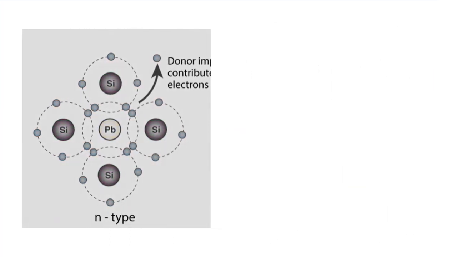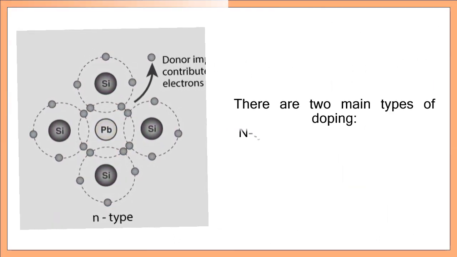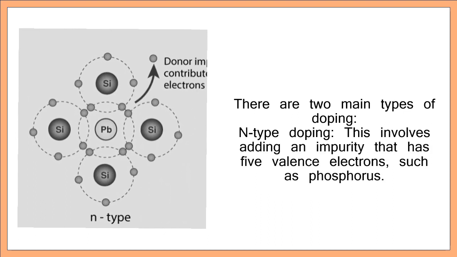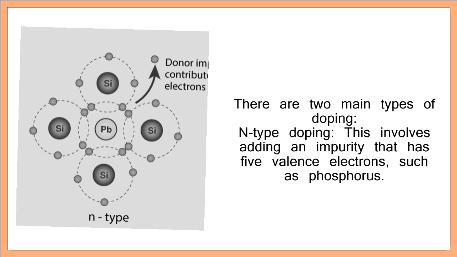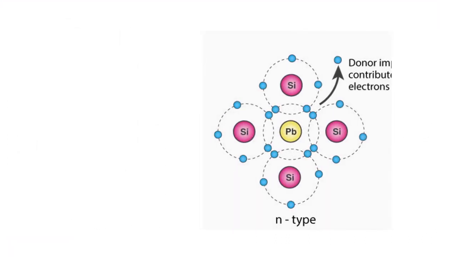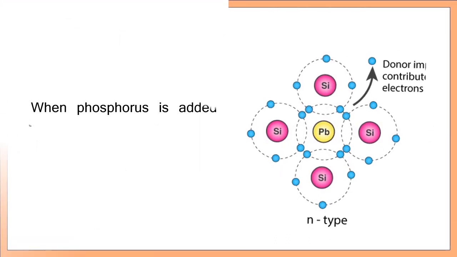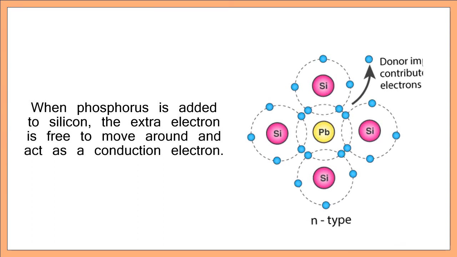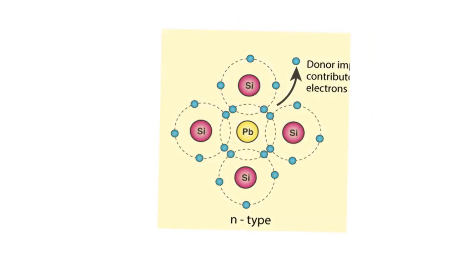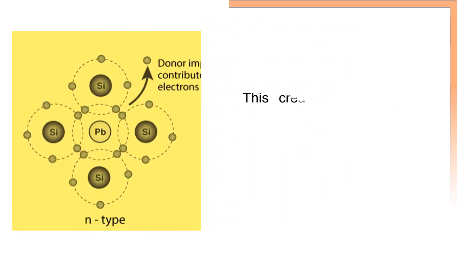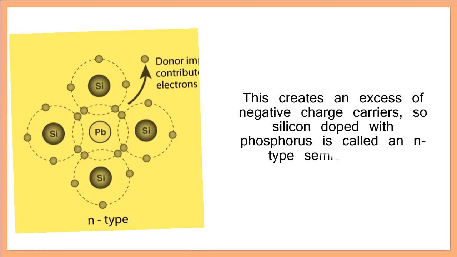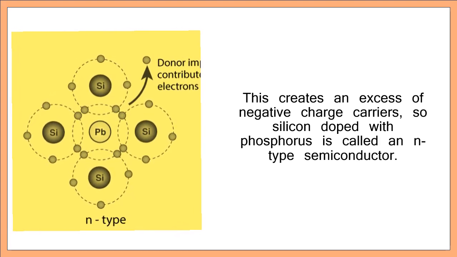There are 2 main types of doping. N-type doping. This involves adding an impurity that has 5 valence electrons, such as phosphorus. When phosphorus is added to silicon, the extra electron is free to move around and act as a conduction electron. This creates an excess of negative charge carriers, so silicon doped with phosphorus is called an N-type semiconductor.